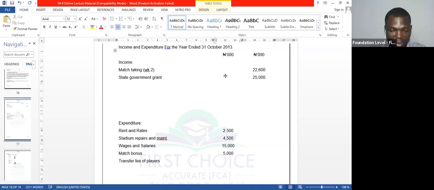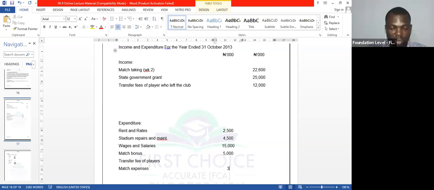So we come here and put the income here. We have transfer fees of players who left the club, that's 12,000. Then after that, we have the match expenses. So let's put the match expenses here. I'm not deleting that, there's a reason. I just want to show you something. Match expenses.